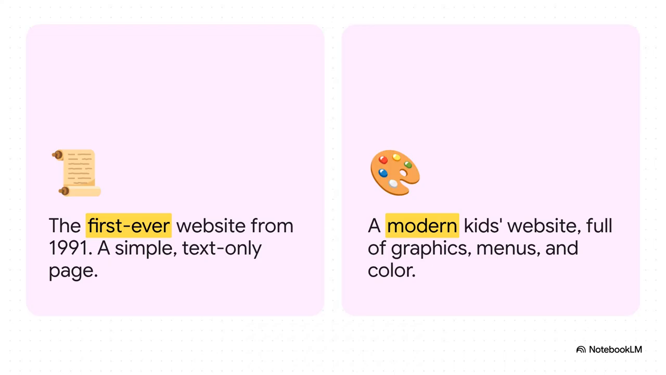Check this out. On the left, that's it. That's the entire World Wide Web from 1991. Just one single text-only page. Now, look to the right. That's a website for kids today. It's bursting with color, graphics, menus, all sorts of interactive stuff. I mean, the change is just incredible, right?